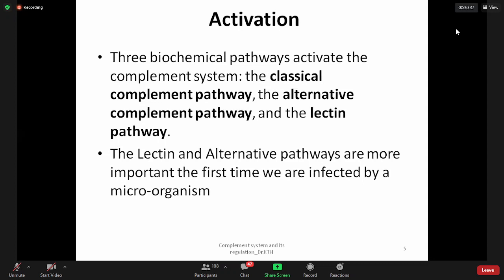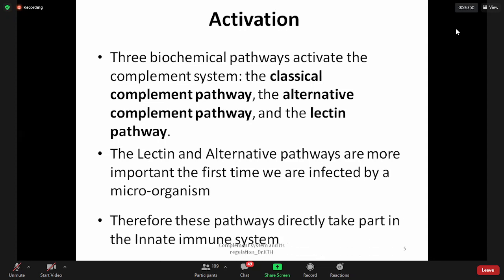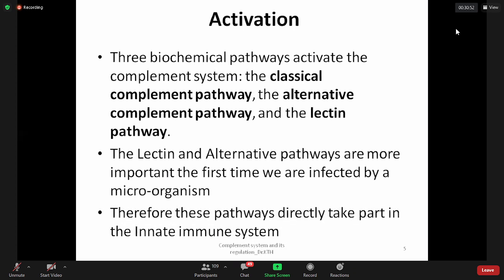I'm sure you have already studied antibodies and antigens. You've done the innate system, you've done the adaptive system. So I guess what I'm speaking of is known to all of us. So the lectin and the alternative pathways are purely innate in nature, whereas the classical complement pathway is not necessarily innate in nature because it requires antibodies.